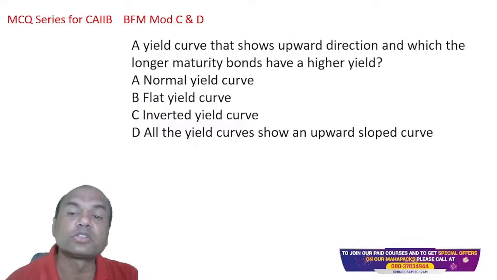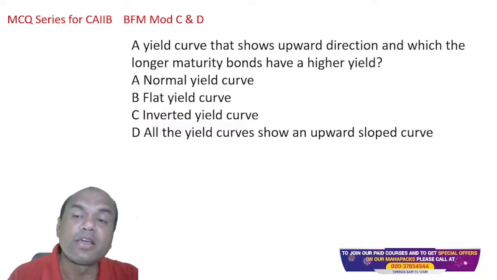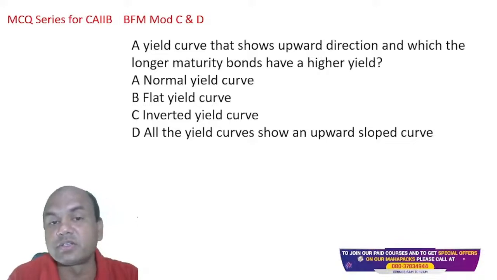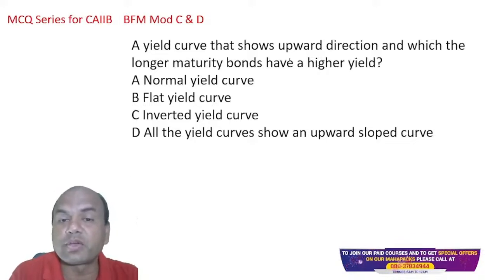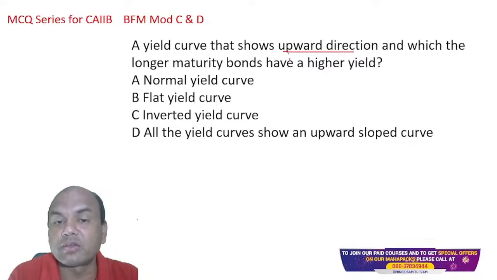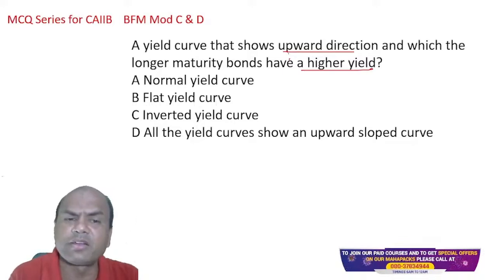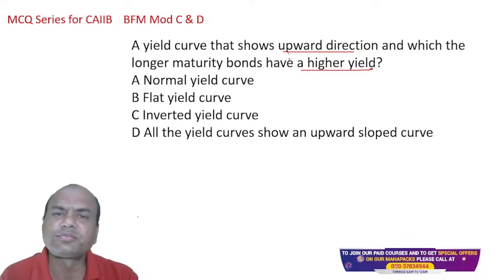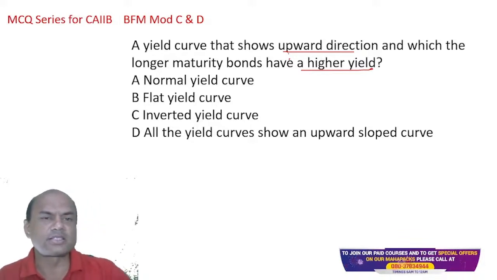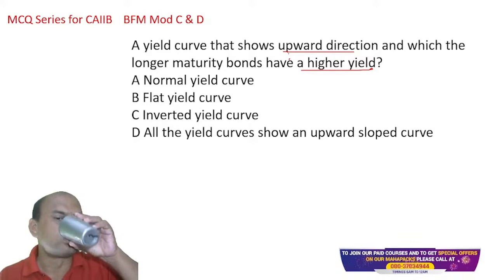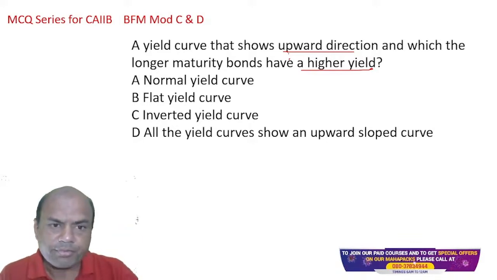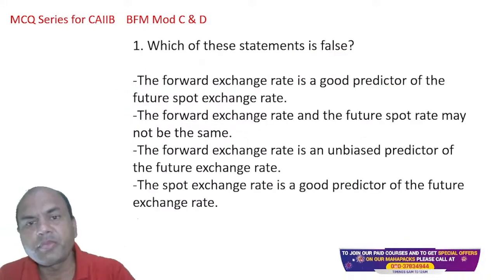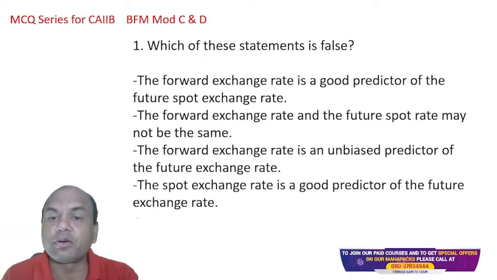A yield curve that shows upward direction and in which long maturity bonds have higher yields is known as? So if any yield curve is showing upward direction and long-term bonds are having higher yield, just now we saw it, isn't it? What is the answer? A, B, C or D? Type it in the comment section. Correct? Normal.